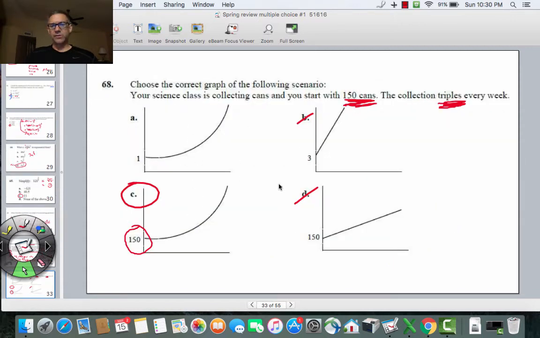There are two answers that could work. If something's tripling, it's considered an exponential function, so it could be one of these two graphs. The reason why we know it's 150 is because that has to be our starting amount, so that's our y-intercept.